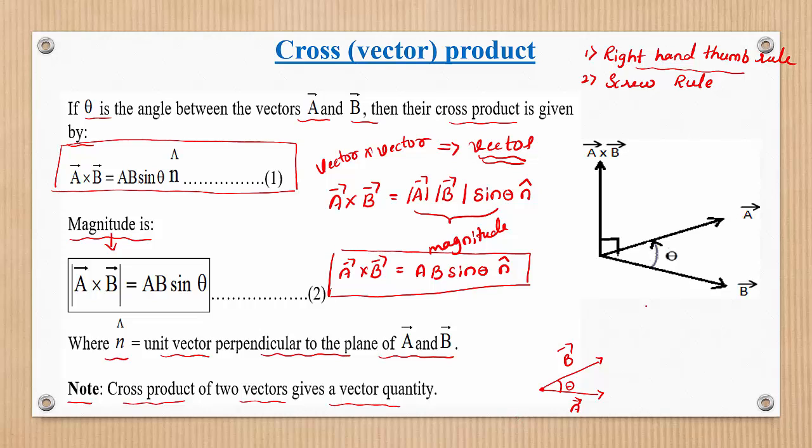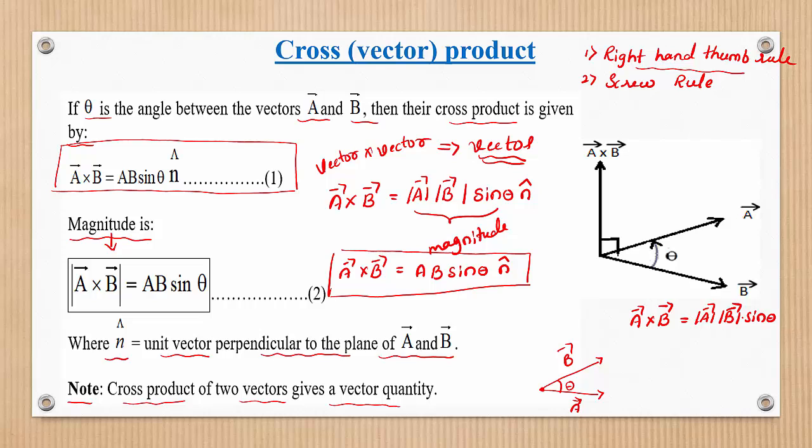So vector A cross vector B, I want this value. Vector A cross vector B is equal to, for magnitude, mod of vector A into mod of vector B into sine theta. This gives magnitude. What about direction? Whether the direction is upward or downward or inward or outward, that we have to find. I am going to use the first rule. So we have to move our right hand from vector A to vector B.